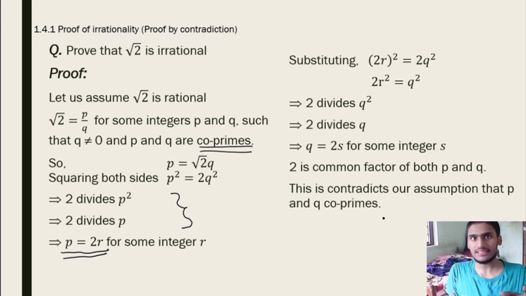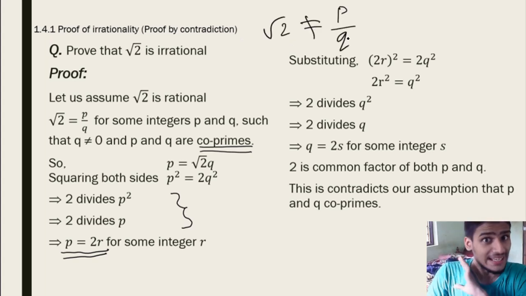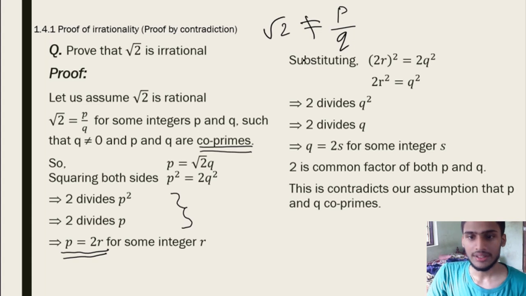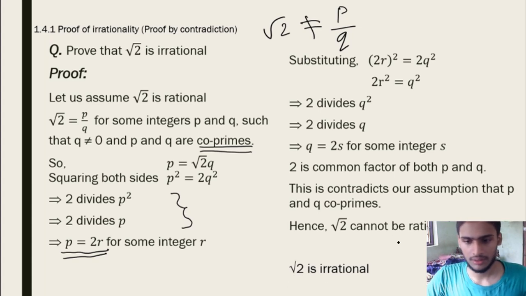That contradicts our initial assumption. It does not just mean that p and q are not co-primes. It means that p and q cannot be co-primes. And if p and q cannot be co-primes, then root 2 cannot be expressed as p by q. Root 2 is not equal to p by q for any natural numbers p and q. This means that root 2 is not rational. And naturally it means that root 2 is irrational. Hence proved.